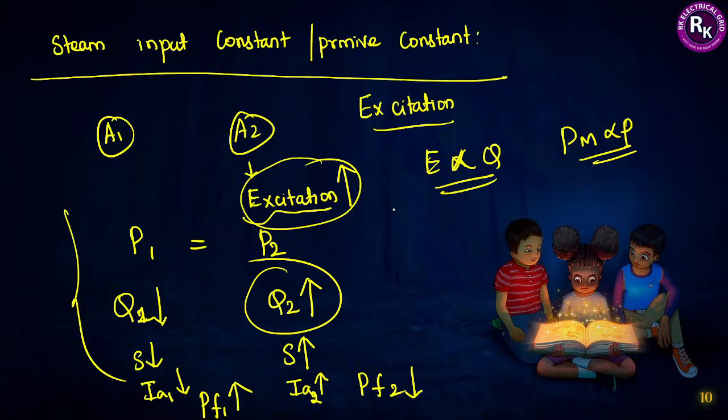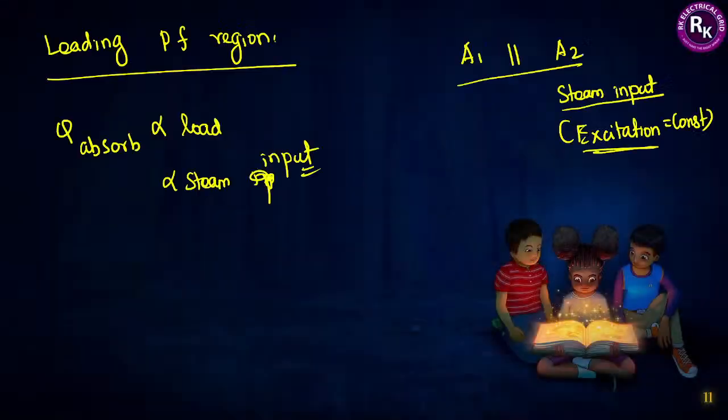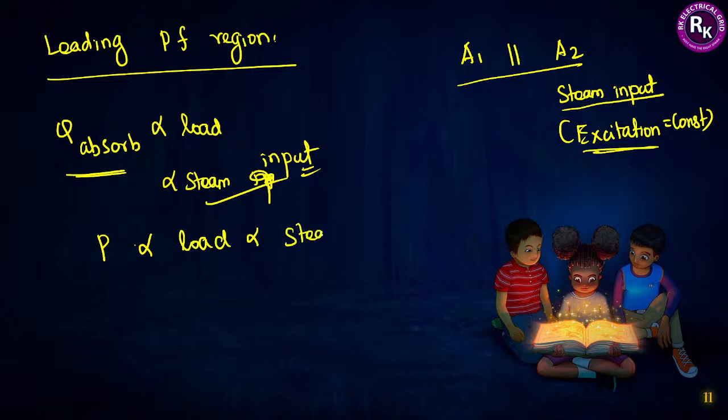I am not talking about the nature of the power factor here, leading or lagging. No. When the alternator is being operated in the leading power factor region, the reactive power consumed by the alternator will be directly proportional to steam input, or directly proportional to the load of the alternator. At the same time, real power also will be directly proportional to load and steam input of the alternator. Something you have to remember.